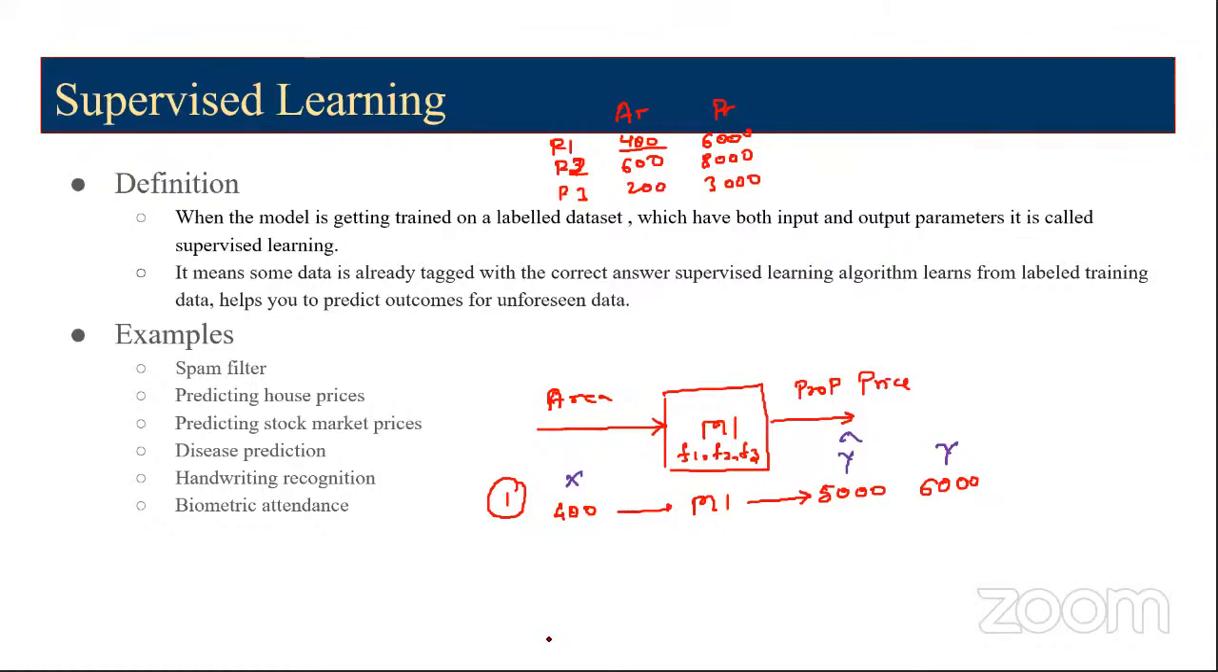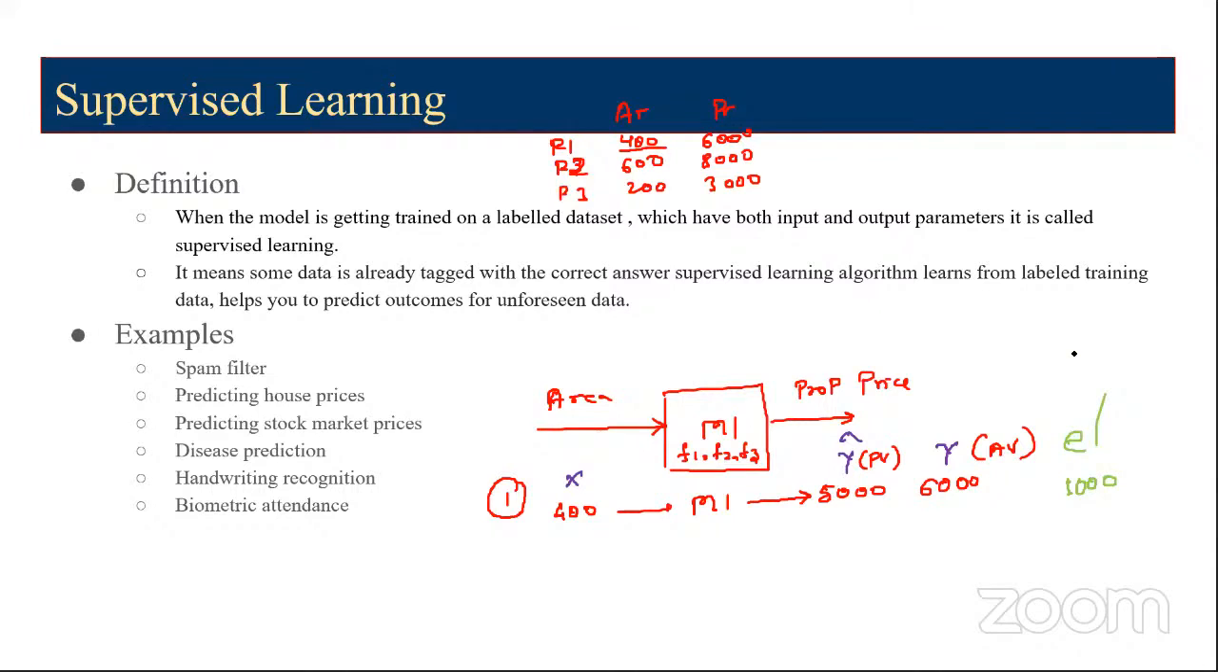Now, the moment we have the predicted value and the actual value, see this is your predicted value and this is the actual value. Now we can also calculate the error. What is the error in this case? If we only rely on the positive values, then it's 1000. Error is the difference between the actual value and the predicted value. So this is the error.